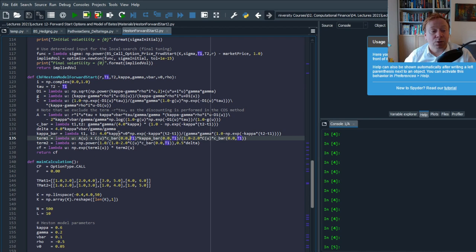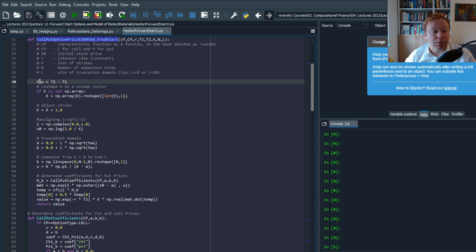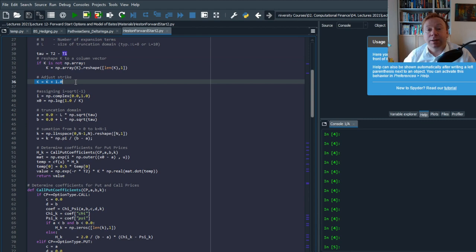Now, once we have the characteristic function, we use it in the call option pricing for forward start options. There's a small adjustment that we have to do because here we have two times, T1 and T2. This also has to be handled in the COS method, and the COS method has to operate with this recursive function. You can see there is not too much difference to the COS method, except that we handle this tau, T2 minus T1. And except for that, we need to only handle this strike. You remember that in the forward start options, we had to perform the adjustment for the strike, and this is also handled here in the COS method itself.